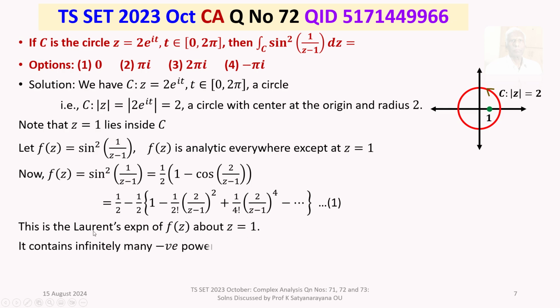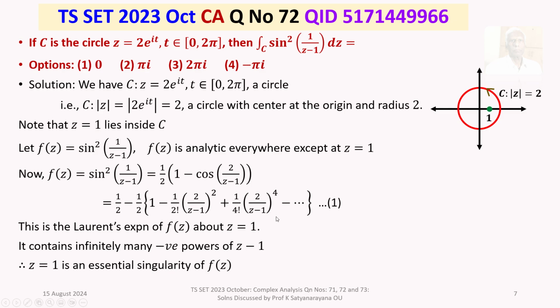Right. The principal part contains infinitely many terms, which are negative powers of z minus 1. Therefore, if your Laurent's expansion has a principal part, and the principal part contains infinitely many terms, then z = 1 will be an essential singularity. Therefore, z = 1 is an essential singularity of f(z). So when you get to the essential singularity, yes, you can find the residue of this function at z = 1 because it has a Laurent's expansion.